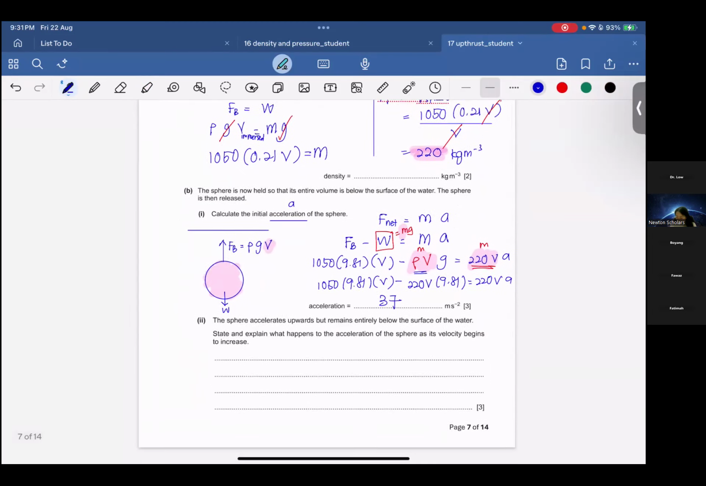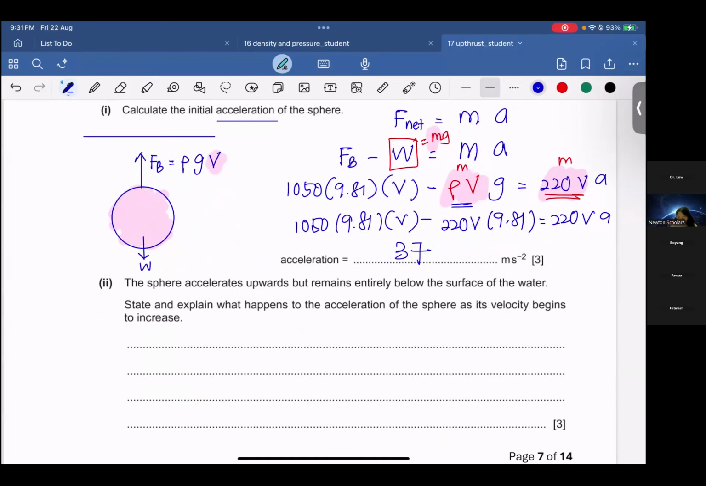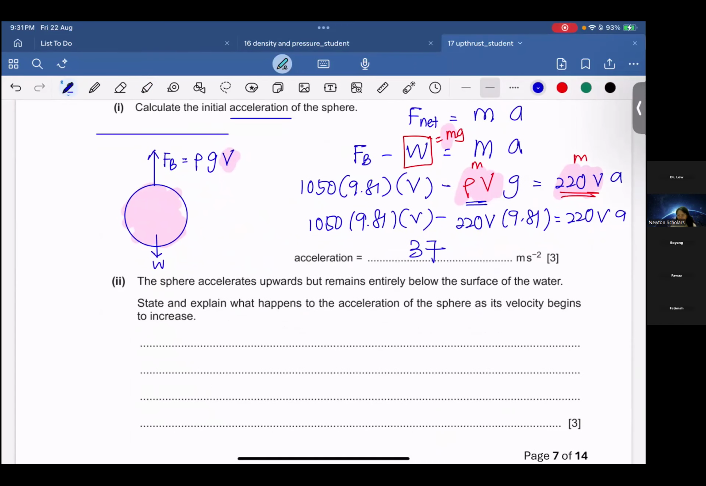Okay, boys and girls, we look at the last part. The sphere will accelerate upwards. But it remains entirely below the surface, so it will go up. This is the direction of motion.